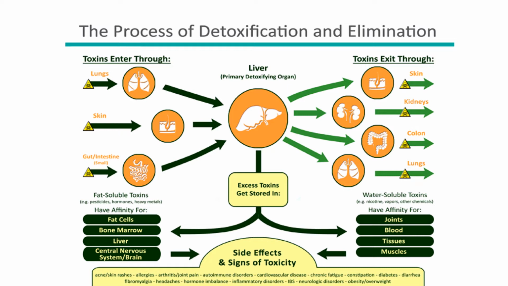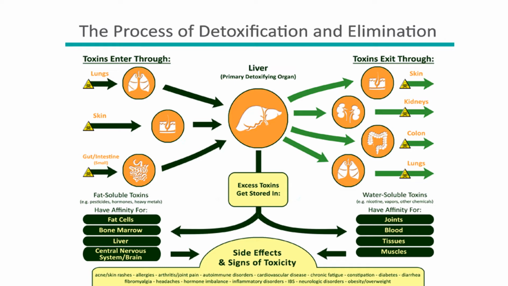So the process of detoxification and elimination starts with toxins that get into your body, and toxins typically enter through your lungs, like air pollution or even volatile chemicals from paint, for example, through your skin. And one of the biggest issues for your skin is actually your personal care, but you can also get exposed to bacteria through your skin. And then the biggest gateway of toxins getting into your body tends to be your gut, and especially your small intestine, through the foods that we eat.